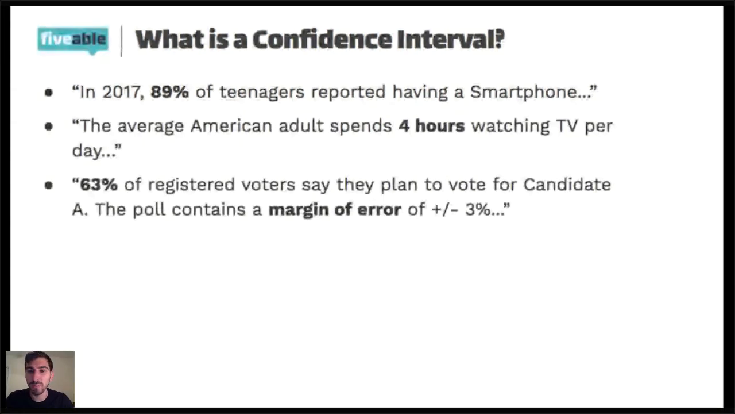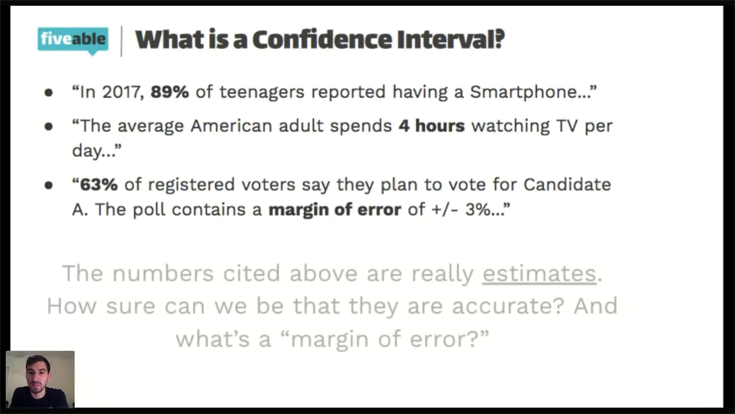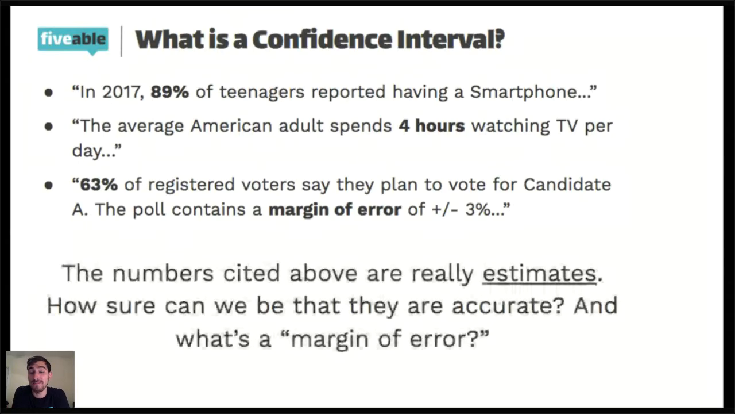Okay, those numbers in bold, they had to come from somewhere. And there is no actual survey that can talk to every single teenager in the country, or every single American adult, or every single registered voter. So all of those numbers are really estimates. They're really statistics that are meant to represent an entire population. And so we've got to ask ourselves, how can we be sure they're accurate? What the heck is a margin of error? And that brings us to the first part of a confidence interval.